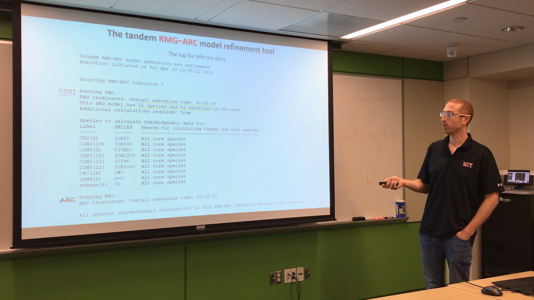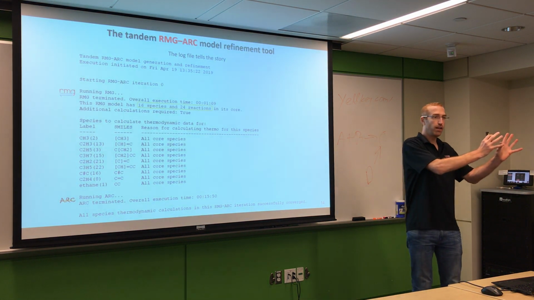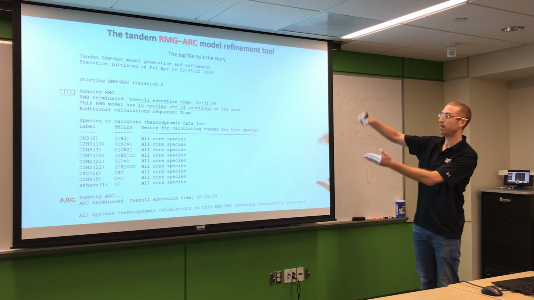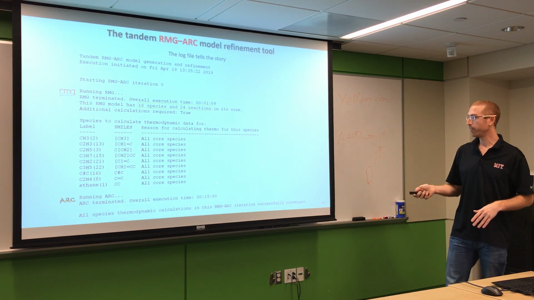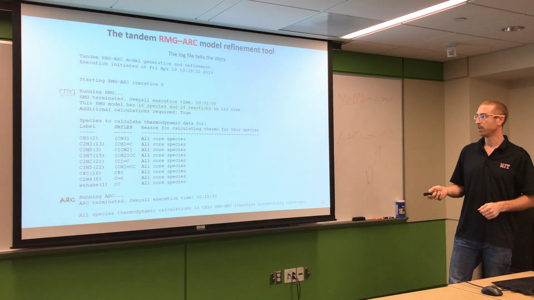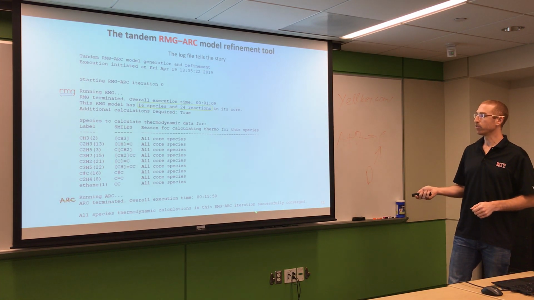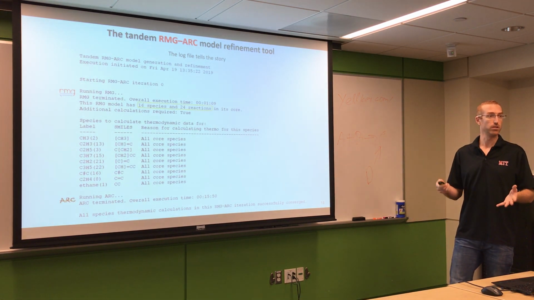And the reason why we're calculating them, then it spawns ARC. So ARC, again, will have its own log file that you can later look at, but that's the tandem log file. And ARC took 15 or 16 minutes to calculate all of these at a very nice coupled cluster level. All species thermodynamic calculations fully converged. So everything converged. If not, it will tell us that some species did not converge.